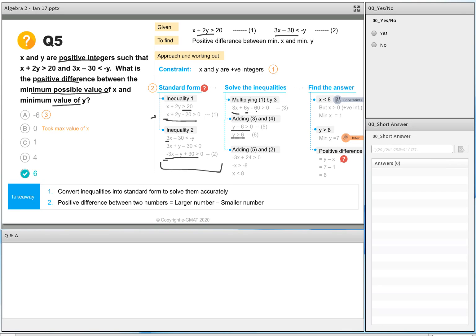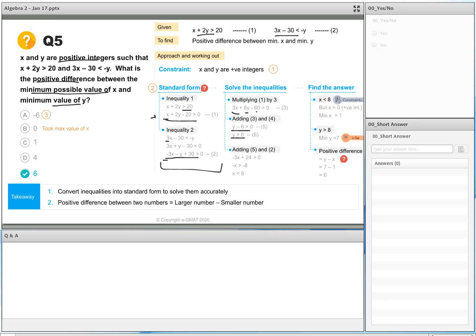I'll open the yes no poll. Is it clear till this point? We eliminated x, we went to the value of y. Clear? Perfect. All right, let me end the poll, clear all the answers. So I know the value of y, y is greater than 6.